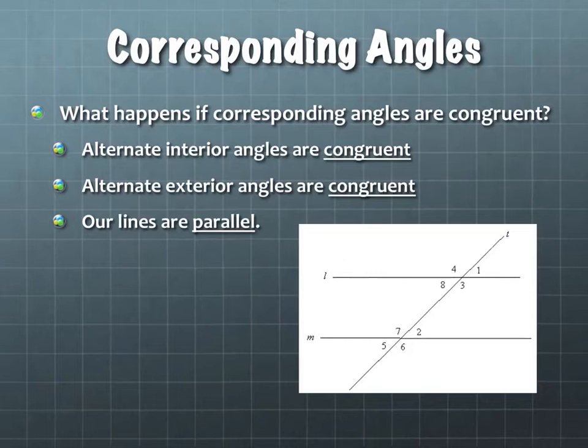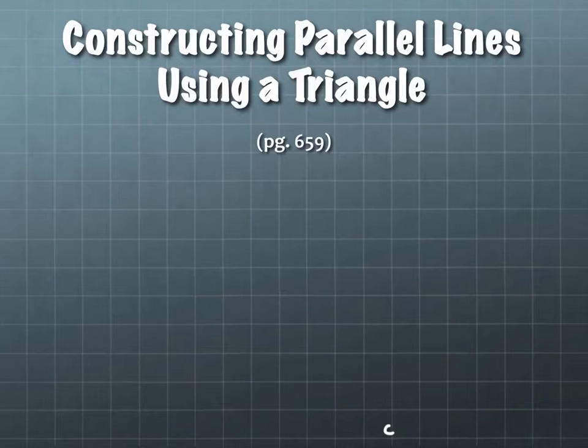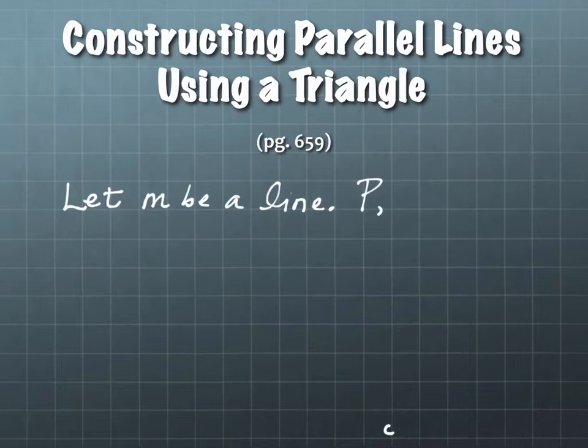All right, so I want to talk about constructing parallel lines using a triangle. There's a very interesting way that you can create parallel lines, and that actually is talked about on page 659 of your book. So I'm going to go through it with you. I know you've got page 659. You can read it on your own later if you want some more details. But we're going to construct it by starting out with this. We're going to let M be a line. And P is a point not on M.